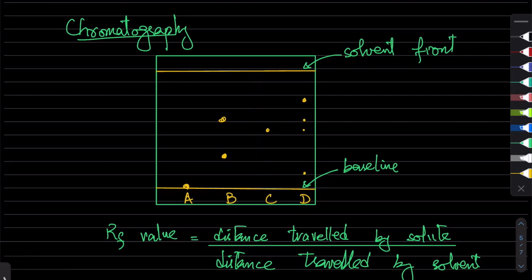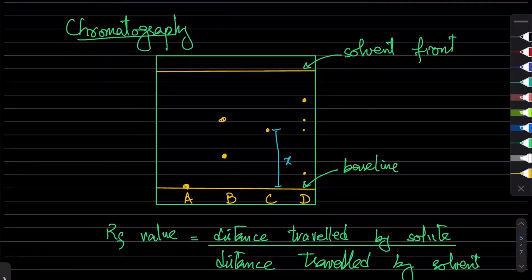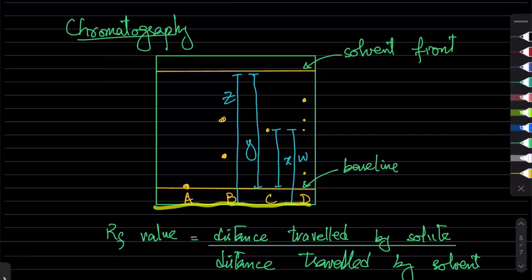In the exam, they can also give you labels. There was an MCQ in which they said, this is X, this is Y, this is W, and this is Z. What's the RF value? Now you know that W is starting at the bottom of the page, and that's not where you start. You start at the baseline. So the point is X distance away from the baseline, and the solvent front is Y distance away. So the RF value is going to be X over Y, and that's our answer.